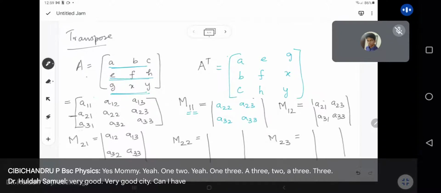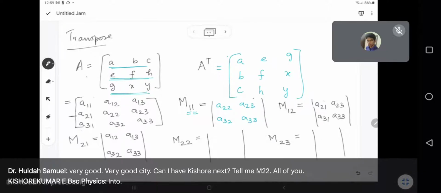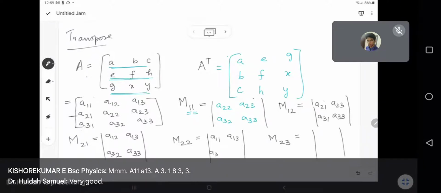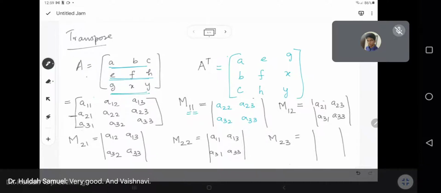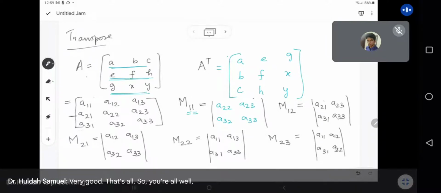Can I have Kishore next to tell me M22? All of you have understood. Very good. A11, A13, A31, A33. And Vaishnavi? A11, A12, A31, A32. Very good. That's all. So you're all well versed with maths. Now all of you know how to write the minor.